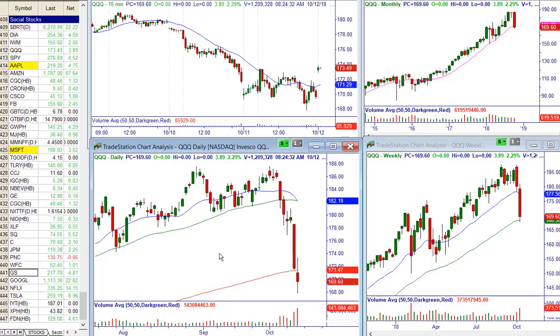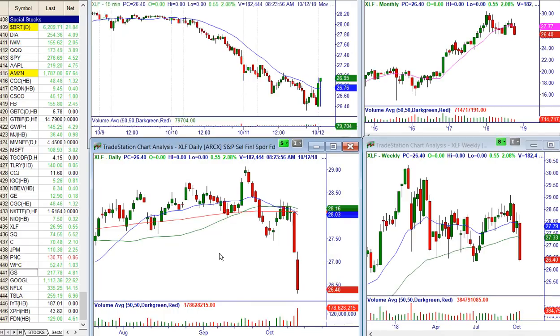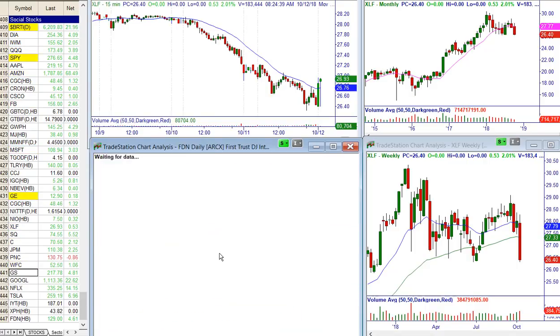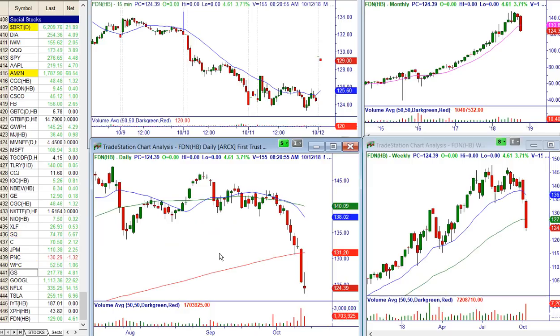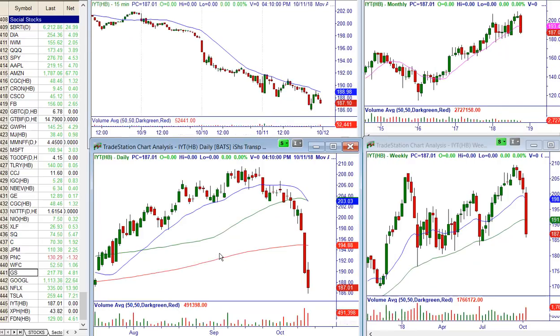Just a couple of sectors here. XLF got shellacked. We'll look at a few bank stocks in a moment. Internet stocks, FDN, that's a nasty weekly breakdown. IYT is the transports. That got everything.